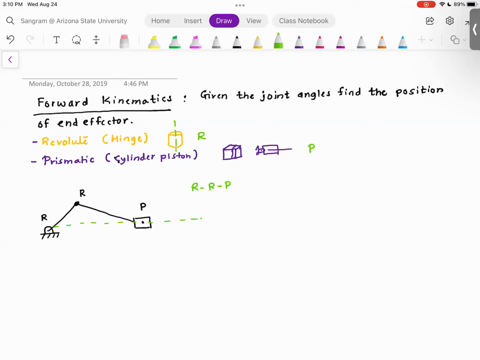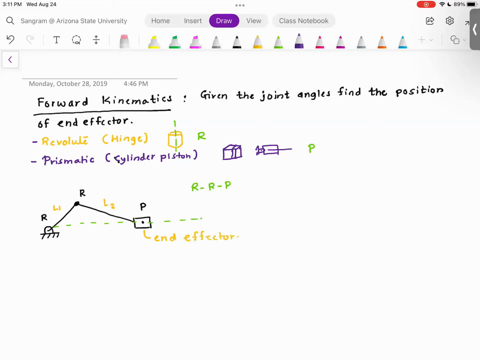Anyway, so you have this RRP type of mechanism. What I want to do is look at the forward kinematics. What forward kinematics means is this. If I give you the link length L1, if I give you the link length L2, the end effector is something at the end. It could be a probe, a lamp, a light, a gripper, or maybe just an electromagnet, whatever. So this is the end effector.